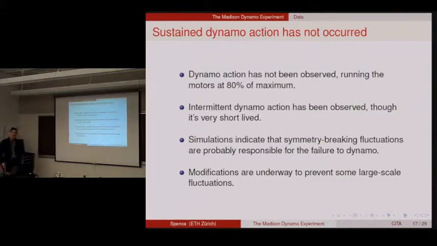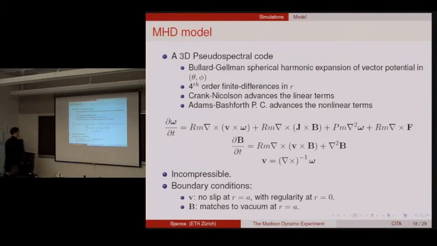You can use ultrasound to measure your velocity field, and there's some work ongoing in the experiment to do that. But in the meantime, we've turned to simulations to better understand the problems with the experiment and to try to figure out what we have to do to overcome them. So for those of you that are interested in the details of the code, the code used to simulate the experiment is a 3D pseudospectral code. The vector potentials of the magnetic field and velocity field are expanded in terms of spherical harmonics in the usual way for this sort of system.